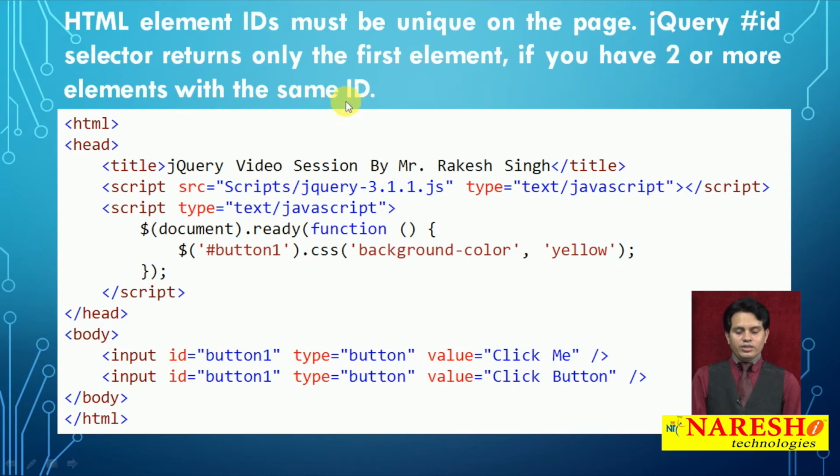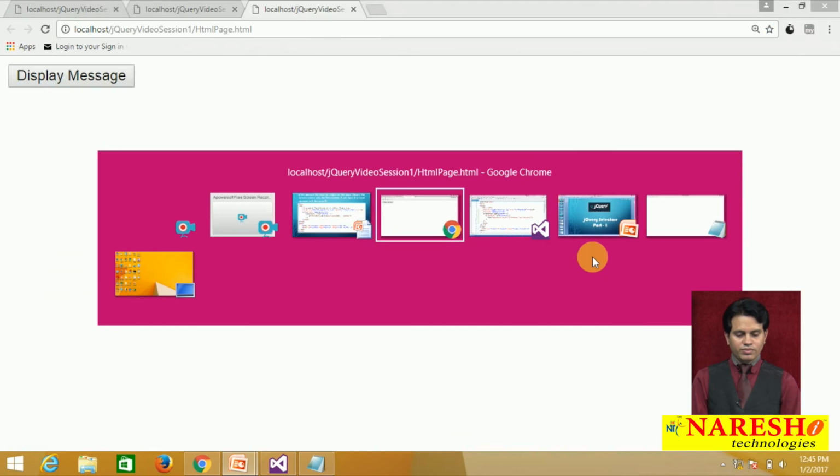Look at this example. I have two elements: an input element with ID button1, and another input element with ID button1, type button, value click me and click button. I require that as soon as the document is ready, select the element that has an ID attribute value button1 and apply the background color yellow. But the big question is, does it apply to only the first button, or to both buttons, or to neither? The answer is that it always applies to the first matching element.